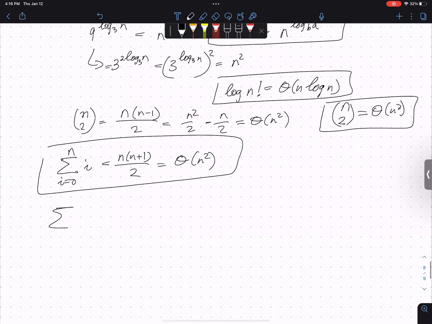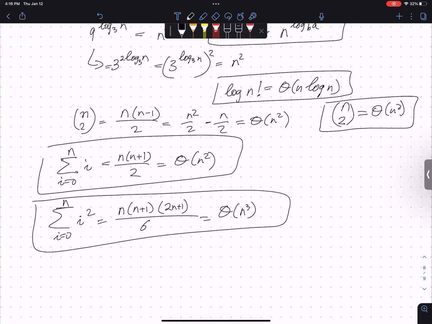And you probably have seen this, but you've probably forgotten the formula for it. How many of you have seen this somewhere? Yeah, so you guys have seen it. I don't remember the formula. I always look it up when I need it. It's like this. What's this? This is a polynomial. If you write out all the terms, the biggest power will be 3. You'll get n cubed and smaller powers. So this is going to be theta n cubed. So that might come up.